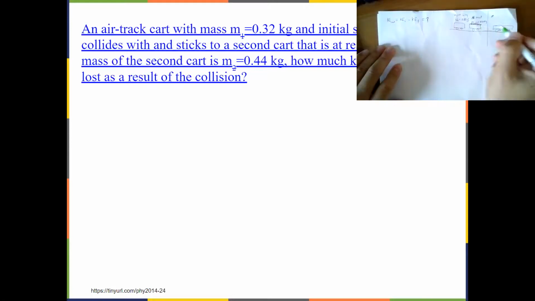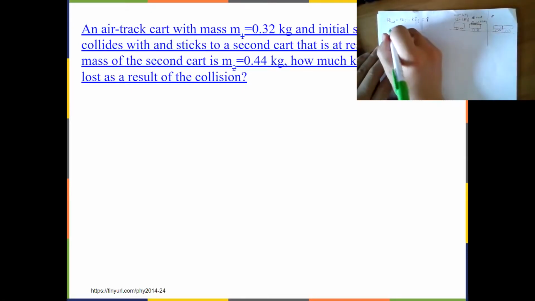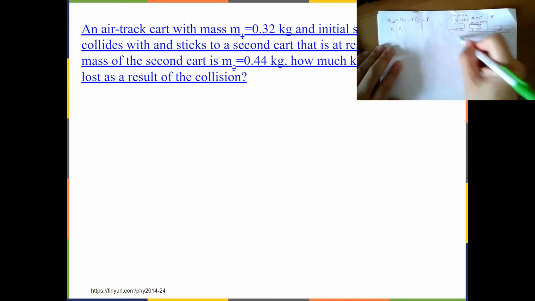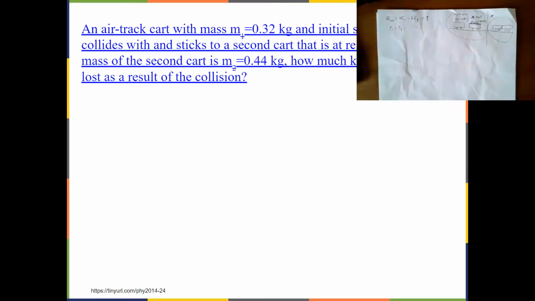Because it's an inelastic collision, because they stick together, in that case the loss of kinetic energy will be maximum. So you can only apply conservation of momentum: P initial equal to P final for the system of the two. I'm going to give you a few minutes to see if you can solve this one. Just maybe 2 or 3 minutes for you to get started, and then we can look at this together.